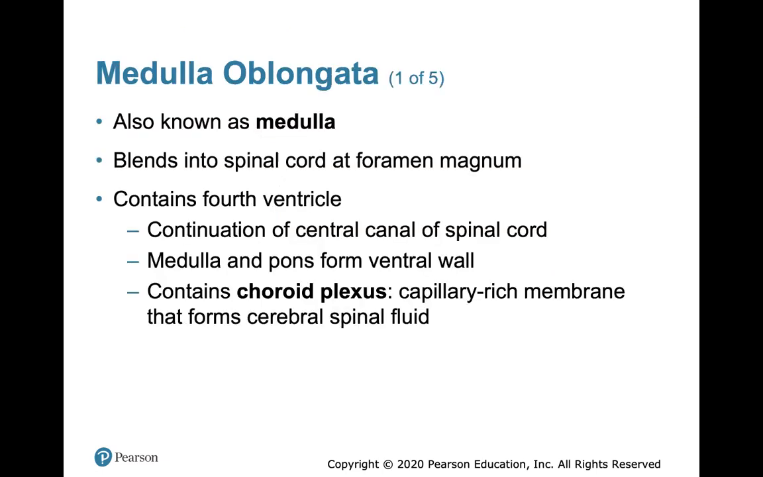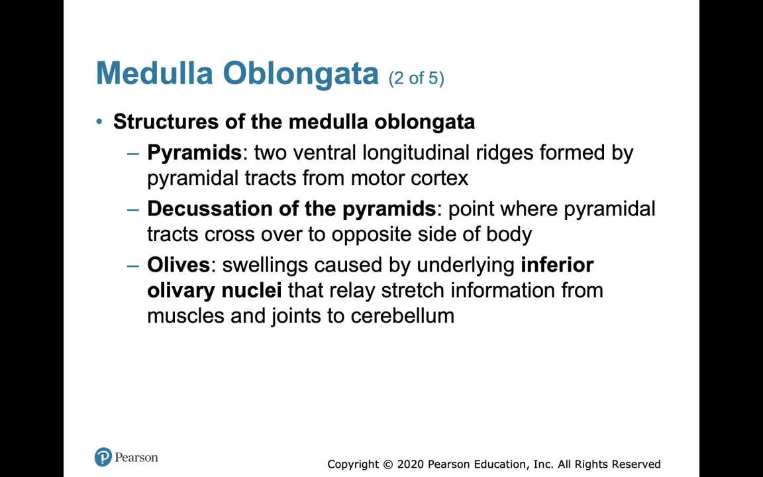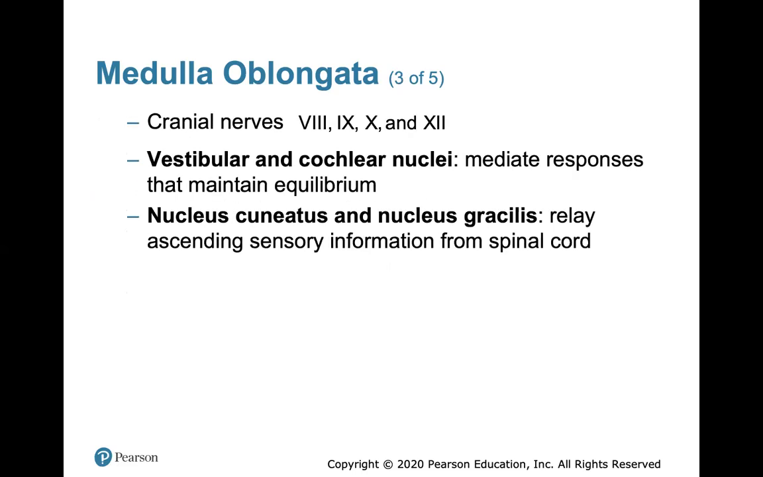The medulla oblongata is also known as the medulla. It blends into the spinal cord at the foramen magnum. It contains the fourth ventricle. It also contains the choroid plexus that helps to form the cerebrospinal fluid. There are structures of the medulla oblongata shown here. The pyramids: the decussation of the pyramids is the point where the pyramidal tracts cross over to opposite sides of the body. And we're going to talk more about decussate, which is just crossing over. It also contains other cranial nerves, more nuclei, and different nuclei, the cuneatus and gracilis.